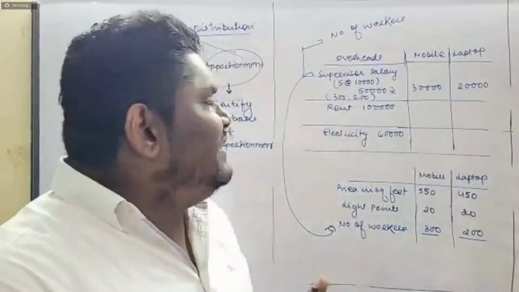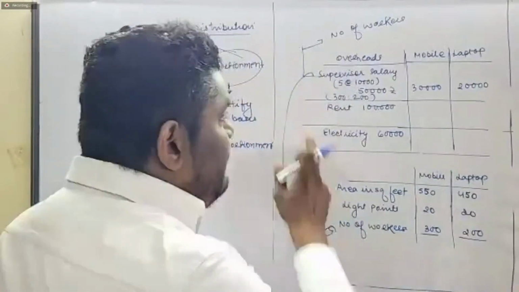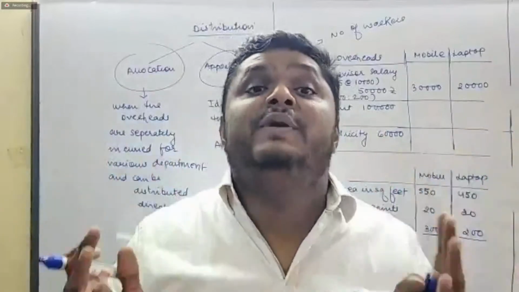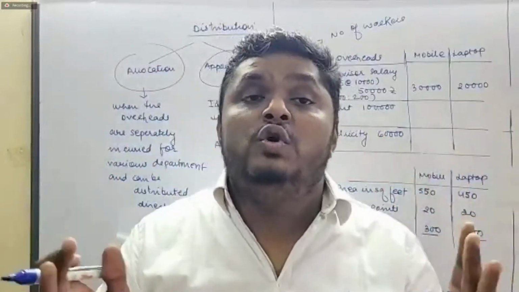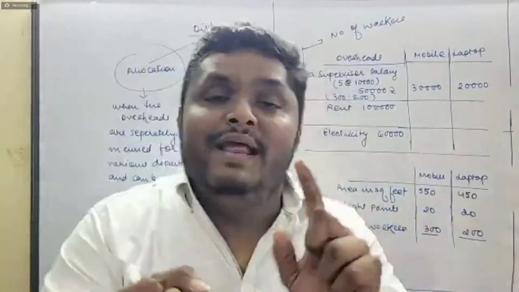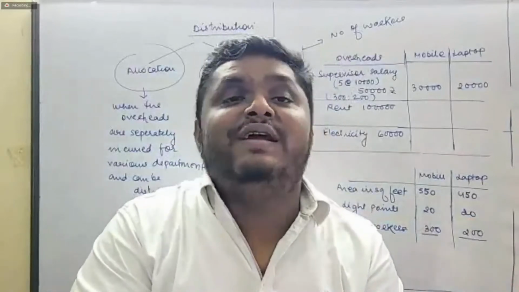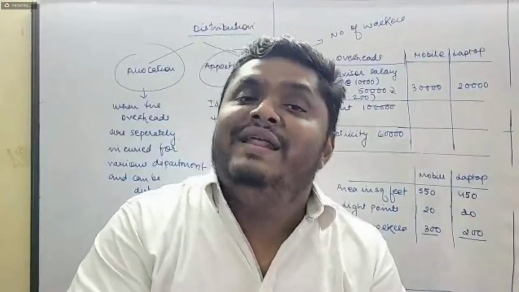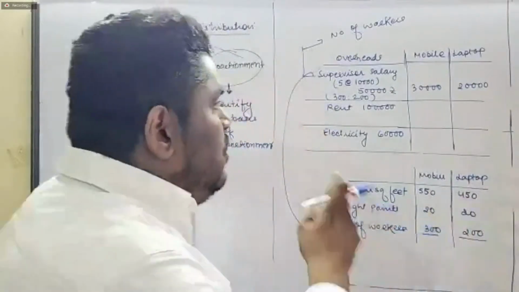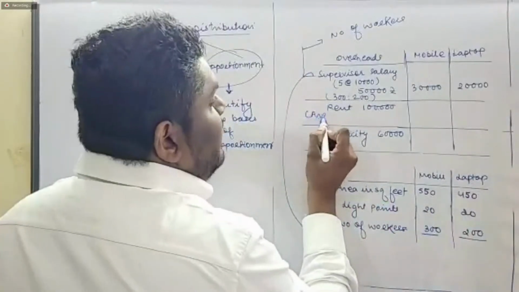Moving towards the next part, that is rent. Now, when talking about rent, very important, guys, the rent is paid for the area. The rent is paid for the premise, the area. So the basis of distribution of rent should be area. Light point and the number of workers have nothing to do with the rent part. Rent is dependent upon area. So the basis of apportionment of rent should always be area.